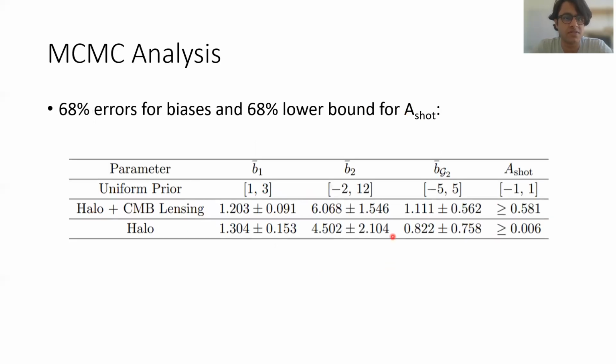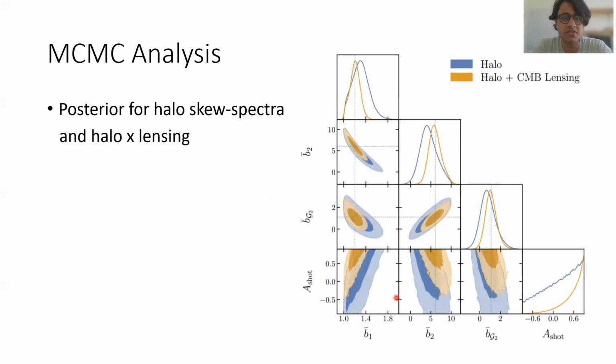So these are our results of the MCMC analysis. Here I'm showing the middle 68% errors for the biases and a 68% lower bound for A short. Now we conduct a separate analysis using just the halo maps, and a separate one using halo and CMB lensing. And although you can see that the halo maps are enough to constrain all of these parameters, CMB lensing tightens the constraints on each parameter. In particular, I'd like to highlight that we seem to be able to measure the linear bias to percent level accuracy.